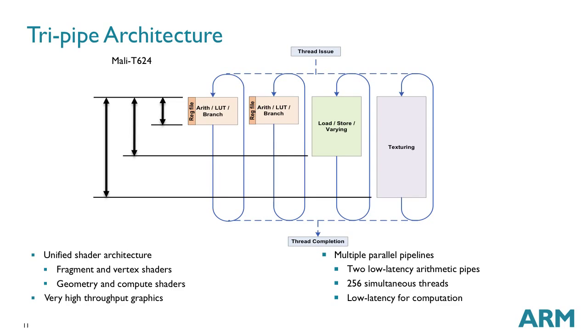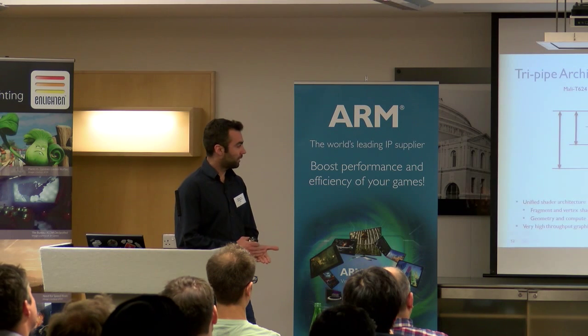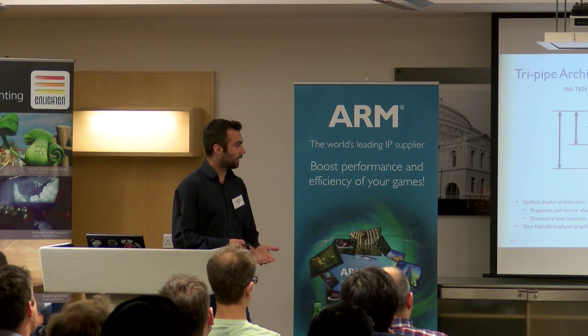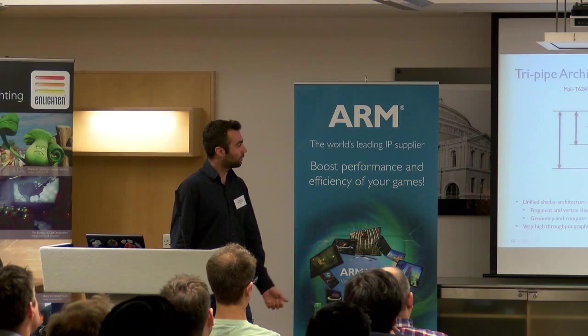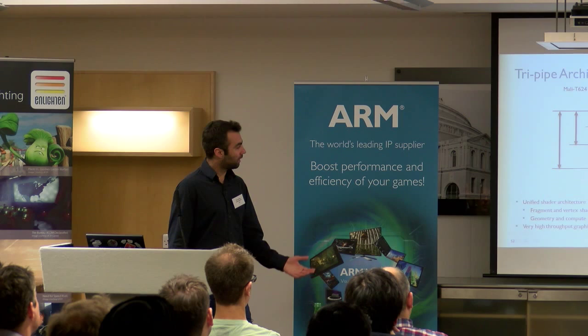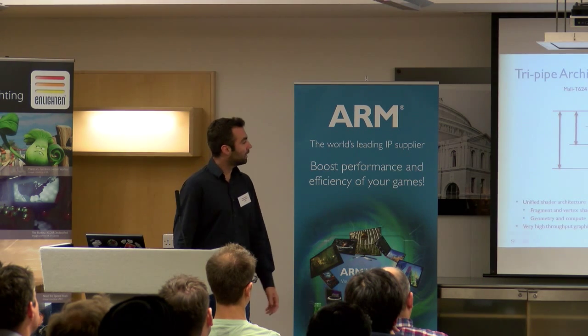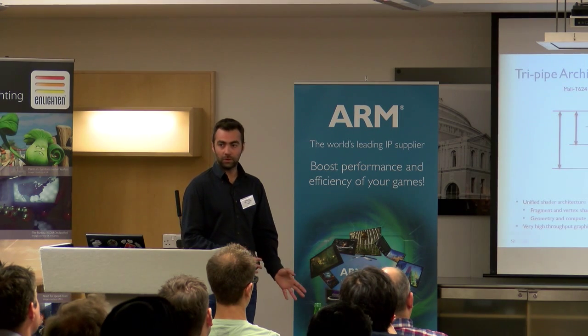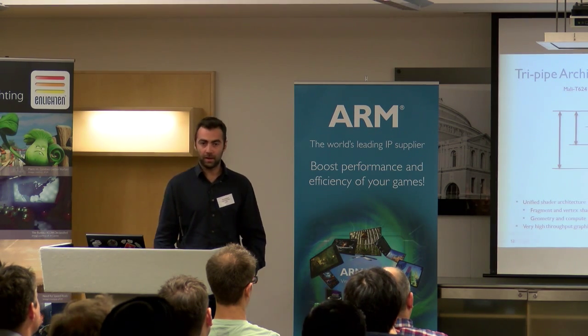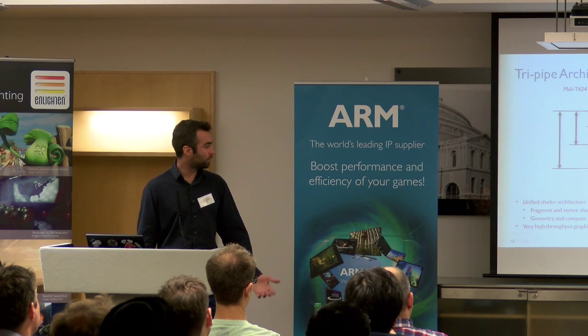So here is how the core of the tri-pipe looks like. As you can see, there are 3 different types of blocks that are needed to process the scene. Each one of these has different depth in terms of the pipeline. So we have arithmetic units, which are doing all the classic arithmetic processing. We have a load store unit and varying unit, as well as a texturing unit. So all of these blocks working together, they're making sure that you're having a high efficiency and high graphics throughput.